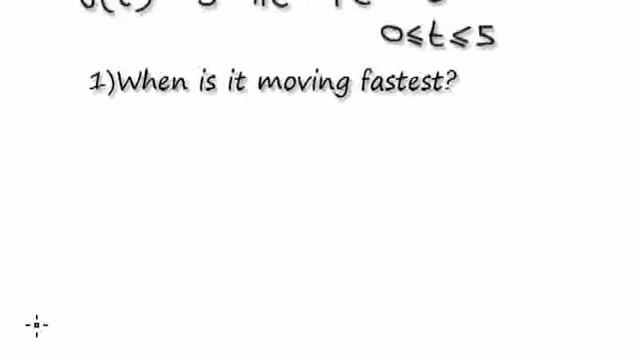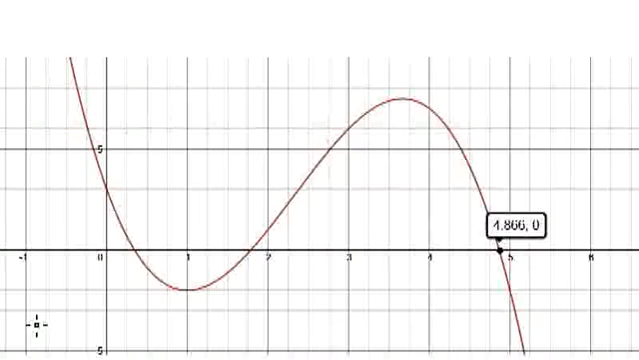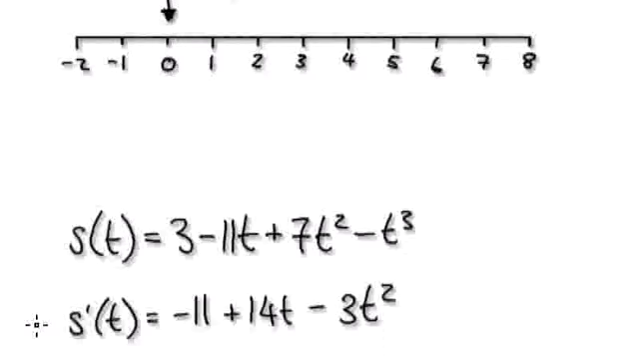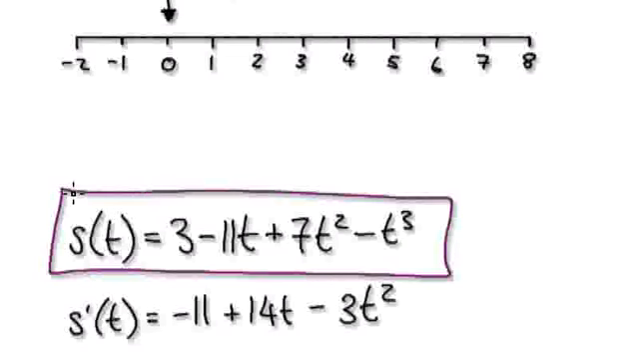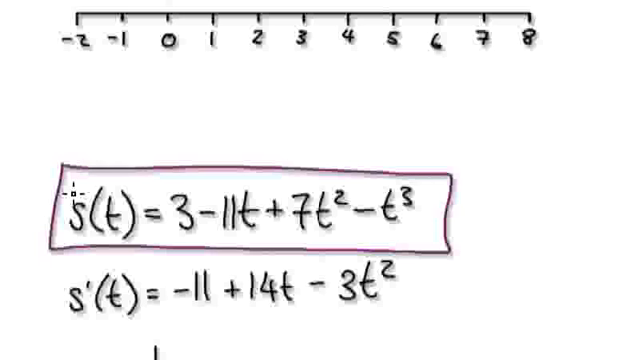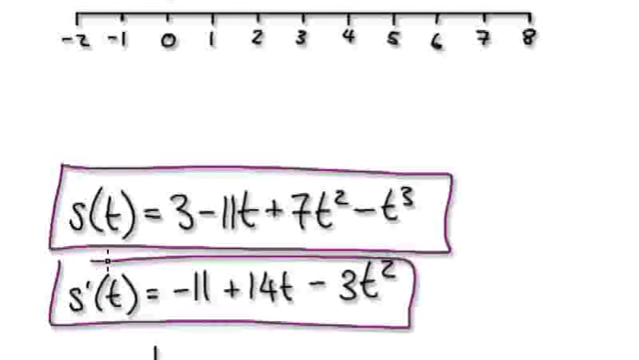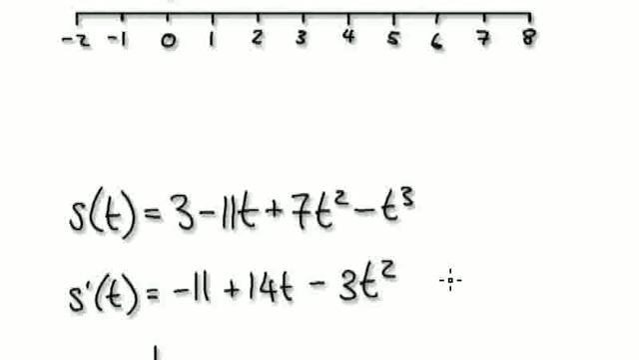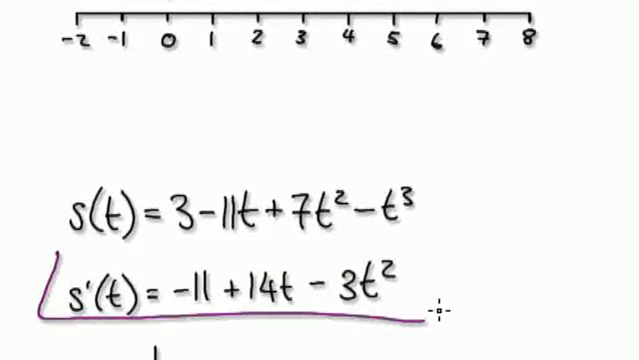Okay, so to do this, yeah, it's quite complicated the way it moves about, but let's just differentiate it. So originally this was our displacement equation here, and then when you differentiate it, it will give you this. So when is this at its highest? So this is displacement, this is velocity. When is the velocity highest?